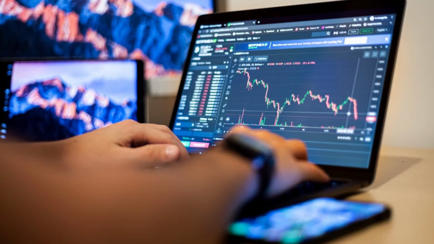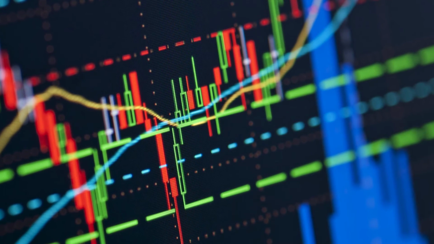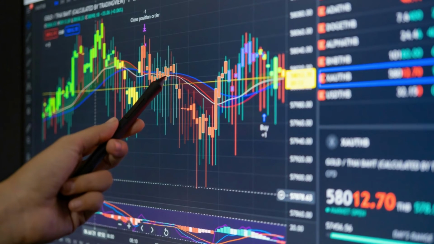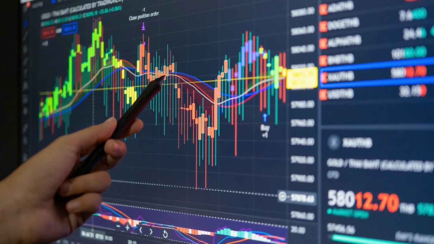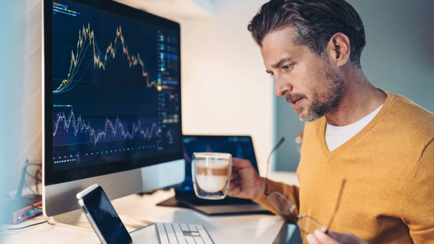Next lesson: reviewing and adjusting your strategy. Every week, review your trades. Did you follow your strategy? Did you stick to your risk management rules? Keep a trading journal to track your progress and learn from both your wins and losses. The goal is not just to make money, but to develop as a disciplined trader.